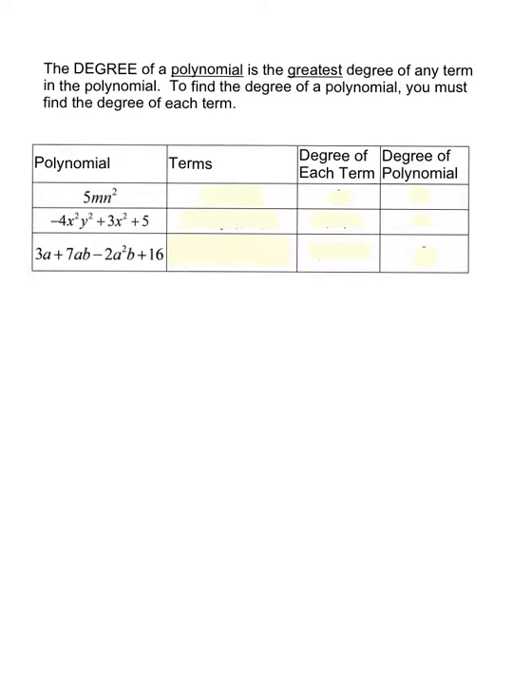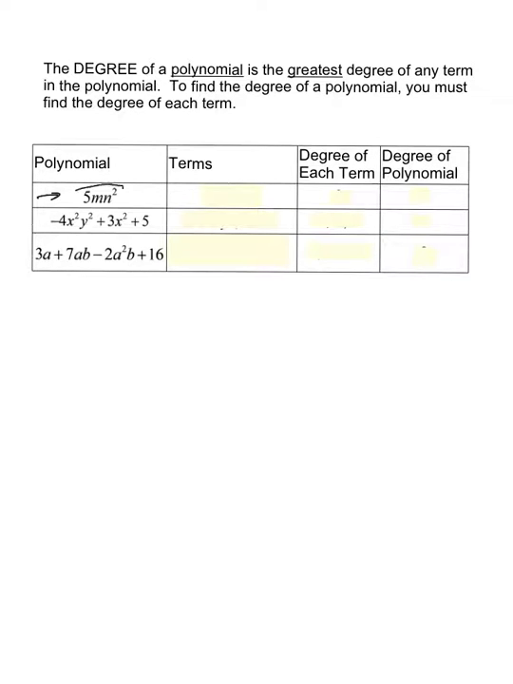Now when you have a polynomial that's not a monomial, so binomial, trinomial, any other polynomial, you have to find the degree of each term, and then whichever one's the largest, that is the actual degree of the polynomial. All right? So let's go through this one.